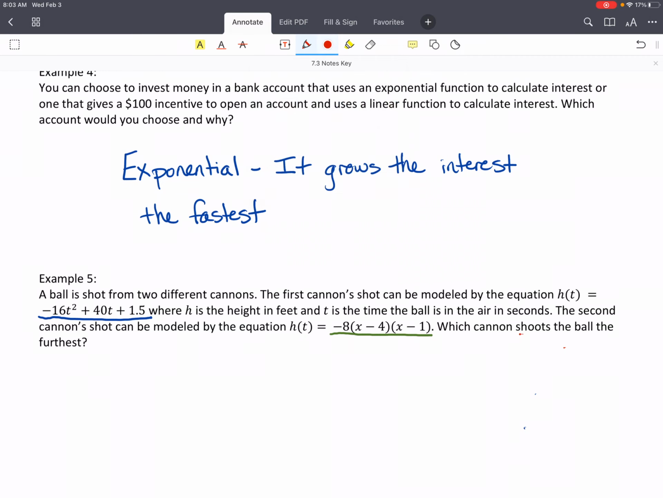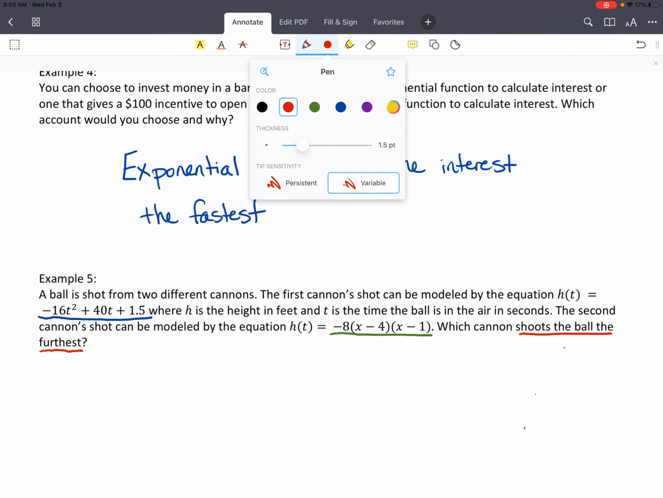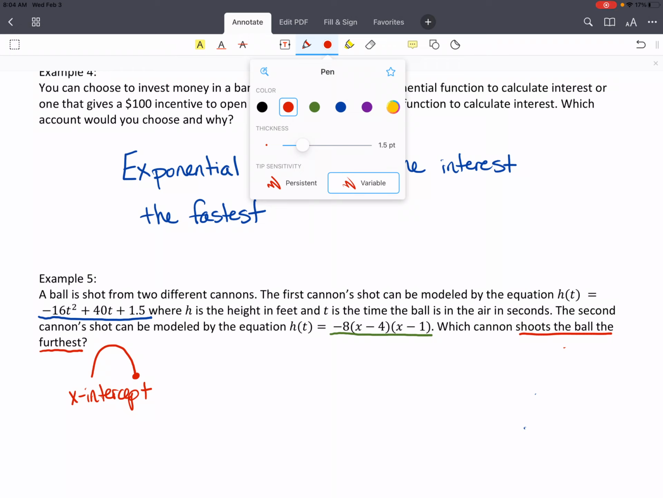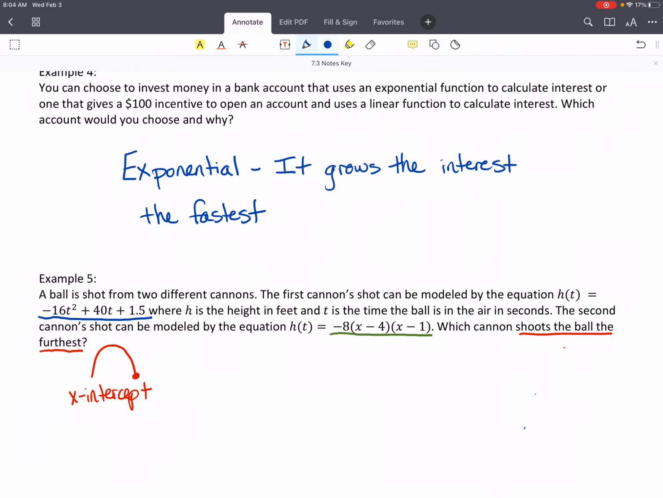Okay, shoots the ball the furthest. Well, if we think about a graph, if I'm looking for something that's shooting a ball the furthest, shooting the ball the furthest is going to be this point, so we're going to be looking for the x-intercept. And I suggest using a graphing calculator, because who wants to do that by hand? We are past that point.